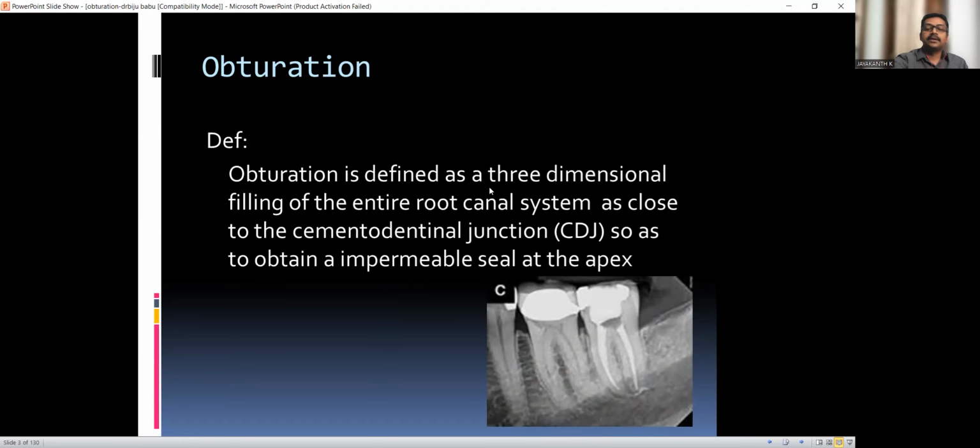So we can understand this like obturation is a three-dimensional filling of the entire root canal system, after doing the thorough cleaning and shaping of the root canal system, and after ensuring that the complete disinfection process has been completed. This process makes sure that there is a complete three-dimensional filling of the entire root canal space till the cemento-dentinal junction, because the CDJ is considered the most reliable structure for doing an obturation.